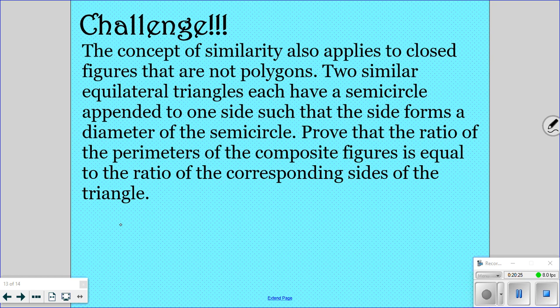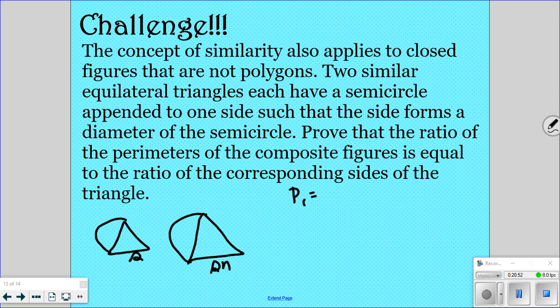So this is what our figure is going to look like, basically. Kind of like an ice cream cone. So we're going to let S equal the side of the triangle. And then we're going to have a bigger one. And we're going to say S times some number n.